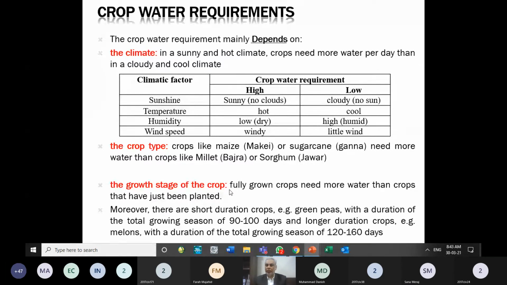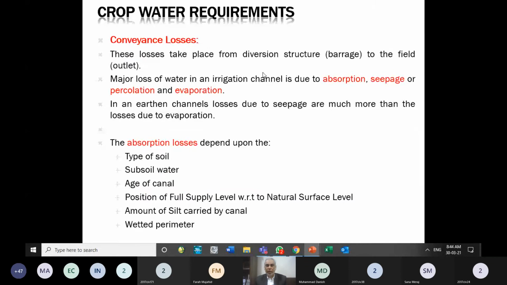And you have seen in the previous chart also that with the growth of the crop, the evapotranspiration requirement changes. Losses can be of different kinds. Mainly we have the seepage or absorption losses and evaporation losses. And earthen channel losses due to seepage are much more than the losses due to evaporation. This message has already been conveyed to you.